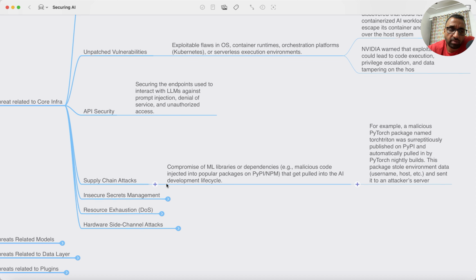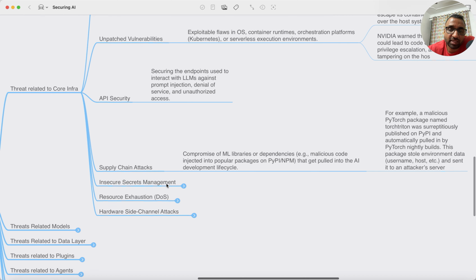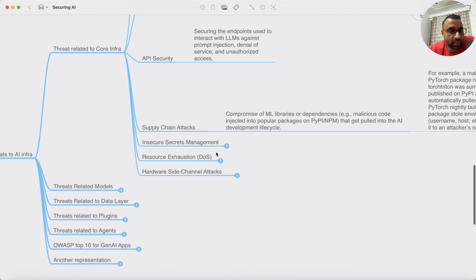Okay, so you might have heard this before, and I've given multiple examples in the last few years about this kind of attack. Recently, a malicious PyTorch package named Torch Triton was published on PyPI and automatically pulled in by PyTorch nightly builds. This package stole environment data and sent it to an attacker server. So it's very critical to understand supply chain attacks.